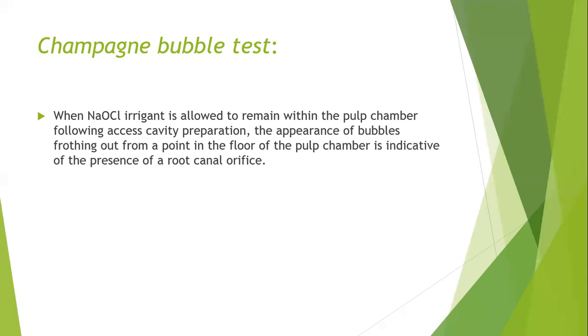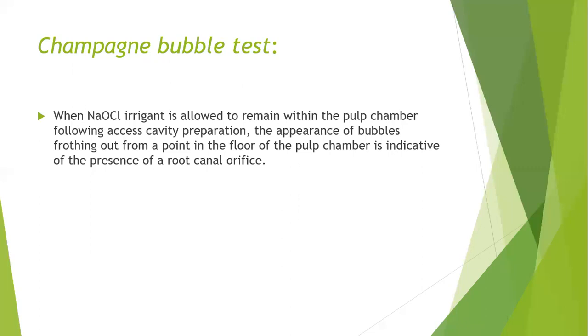In such cases, after access opening, we have to flood the pulp chamber with sodium hypochlorite irrigant, and the initial pulp tissue, the bleeding and all those debris will get removed, and there will be a clear area of the pulpal floor. And when we have to explore, or when you have to excavate or extend the cavity preparation to obtain an additional canal, we can use this champagne bubble test.